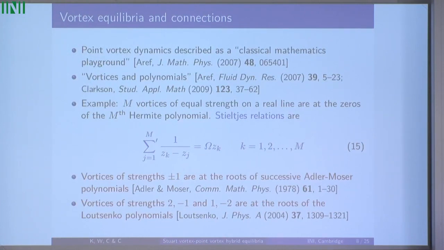So if you have m vortices of equal strength, gamma, so they're all 1, on a real line, then they have to be at the roots of the mth Hermite polynomial. In that case, they're not all stationary, but they're all rotating at the same angular speed omega, which you can set equal to 1. As we know, the roots of the Hermite polynomials are all real, and they are on the real line.